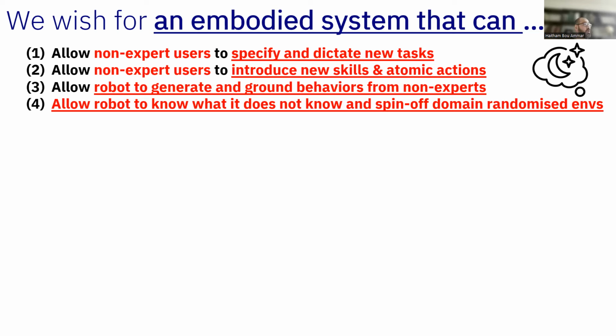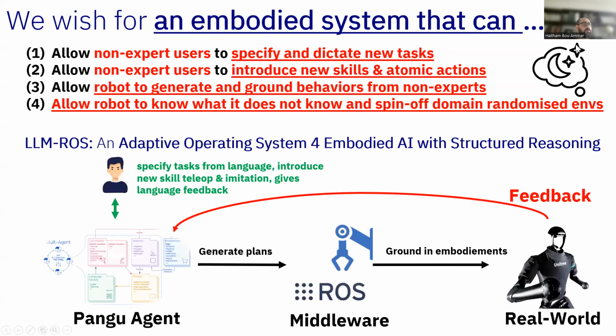Now, we cannot solve all 1, 2, 3, and 4 together in one shot because we don't want to boil the ocean. But what we're going to do in this work is tackle 1, 2, and 3. So I will give you the ability to specify the task, to introduce a new skill, and also for the robot to take those and make a plan for your task from your skills. So for that, we defined the following system, which we call LLM ROS, Large Language Model Robot Operating System.